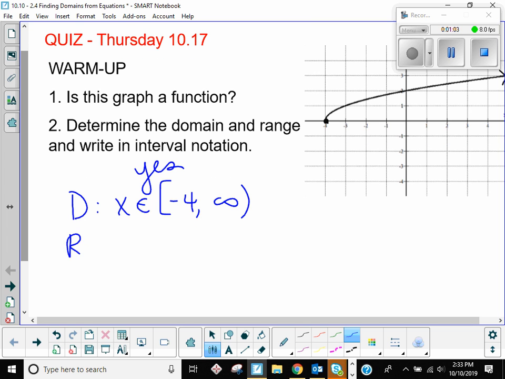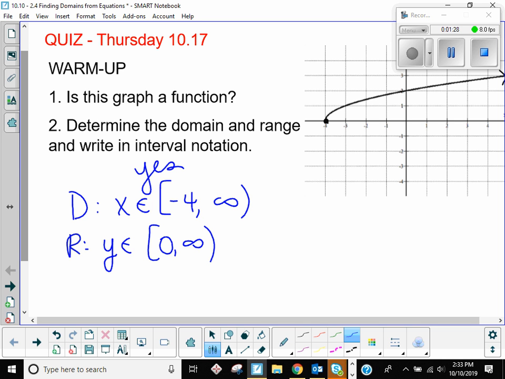The range is all the y values. That's from bottom to top. What's the lowest y value on that graph? 0. Does that get a parenthesis or a bracket? Bracket. And what's the highest y value? Positive infinity. Okay. So who got that? Whether it was in their head or on some paper. Symbols correct and everything? Okay.